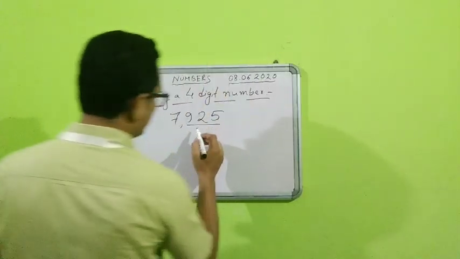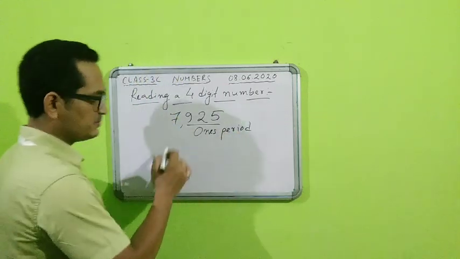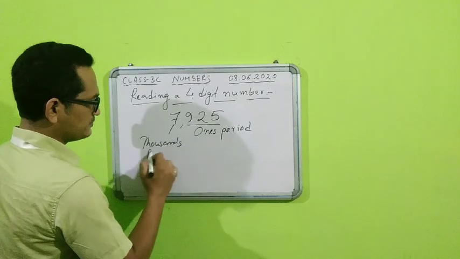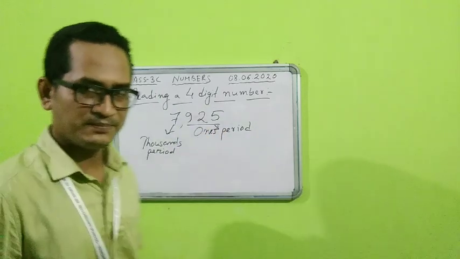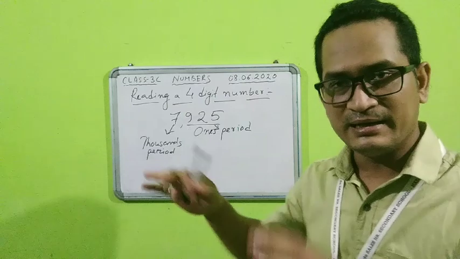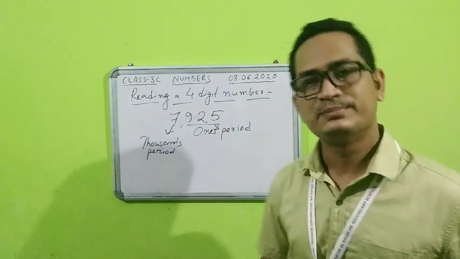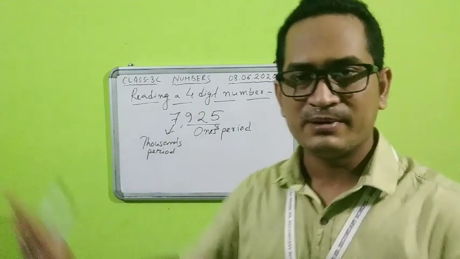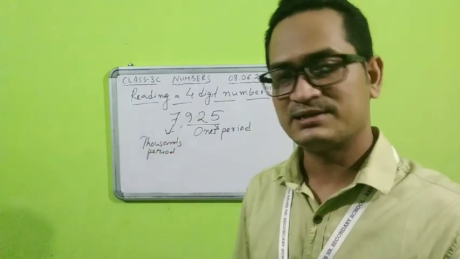This house we know as ones period, and this house will be now thousands period. So the names of these 2 houses are also different. The first 3 digits live in the same house, and the name of the house is ones period. Consider it as a house name. And 7 is living in a neighbor house. It's a different house actually. So that is the thousands period. The name of the house is thousands period.